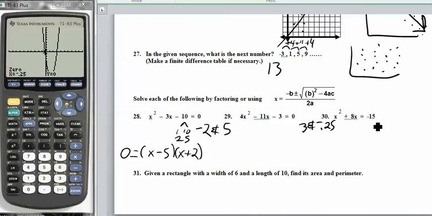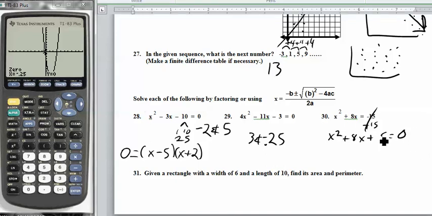Alright, so this last one over here, we have to do one step because it needs to be equal to 0, so we need to add 15 to both sides. I'm going to move this over so you can see it, 3 and negative 0.25, and I am going to erase this so we have some room. So we add 15 to both sides. When I add 15 over here, this is going to cancel. Then I add 15 over here. So I have x squared plus 8x plus 15 equals 0.